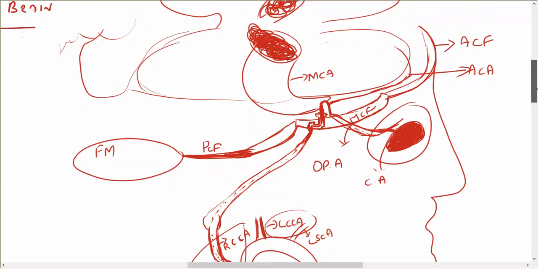Now the right coronary artery, I'm taking the example of the right side. The same thing happens on the left side. The right coronary artery goes above and forms the carotid sinus. Then it goes above into the middle cranial fossa and enters at the base of the skull.